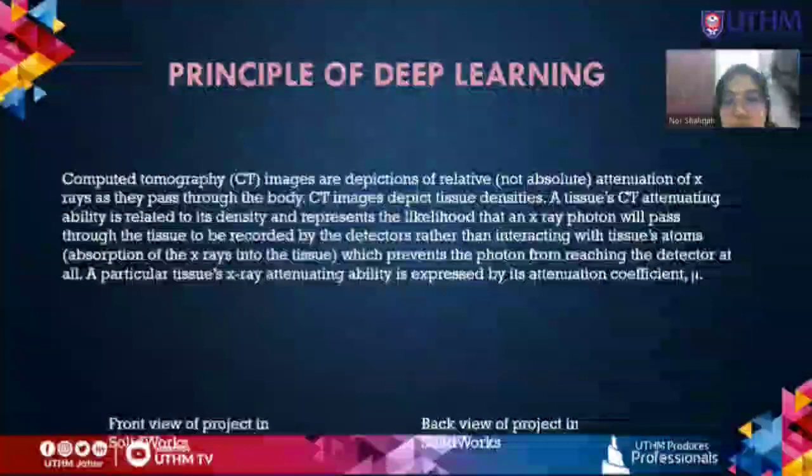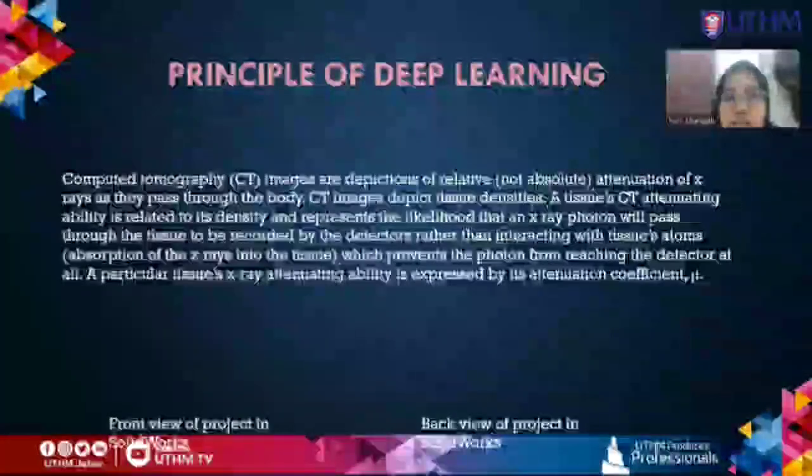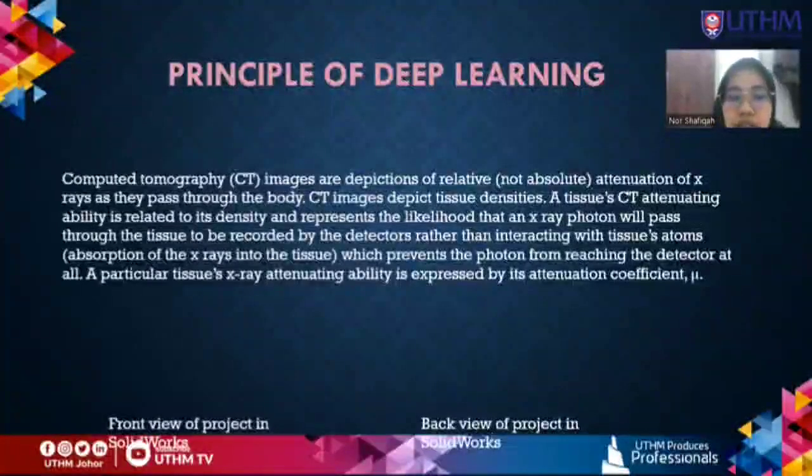Next is the principle of deep learning. Computed tomography CT images are a depiction of the relative attenuation of X-rays as they pass through a body. CT images depict tissue density. A tissue's CT attenuation ability is related to its density and represents the likelihood that an X-ray photon will pass through the tissue to be recorded by the detector rather than interacting with tissue atoms. Absorption of the X-ray into the tissue prevents the photon from reaching the detector at all. A particular tissue's X-ray attenuation ability is expressed by its attenuation coefficient mu.